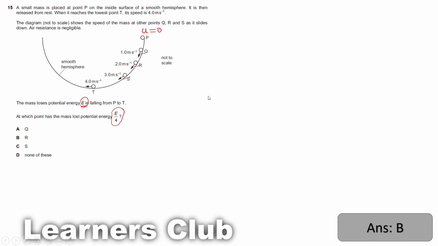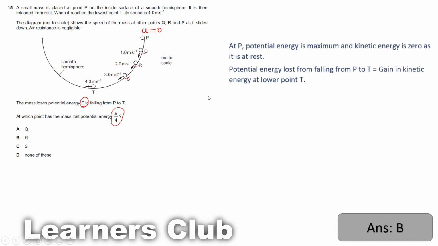Now to make things simple, I've written it here. At point P, the potential energy is maximum and there is no kinetic energy. Why? Because the speed is 0. Now once it moves from P to T, the entire potential energy is being converted to kinetic energy. Why? Because T is the lowest point. So that's why it's written here. At P, potential energy is maximum, kinetic energy is 0 as it is at rest.